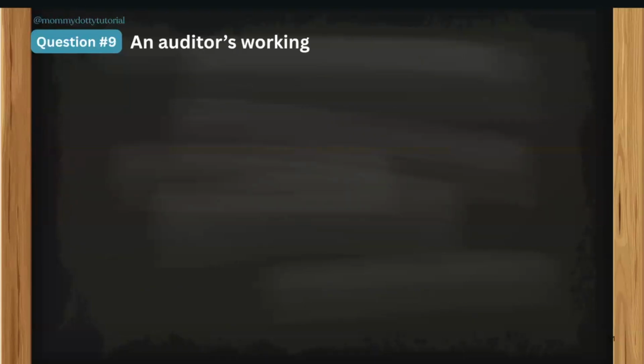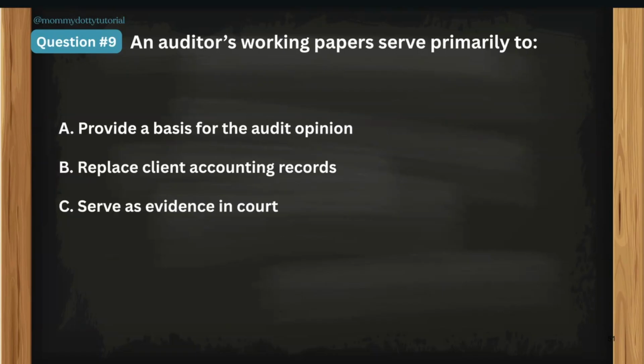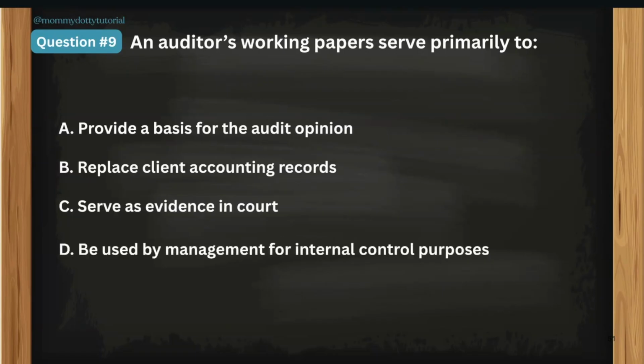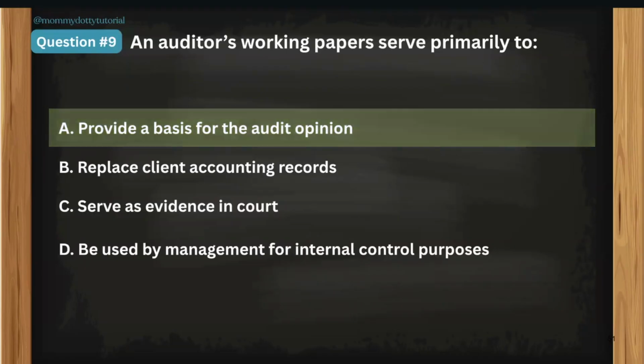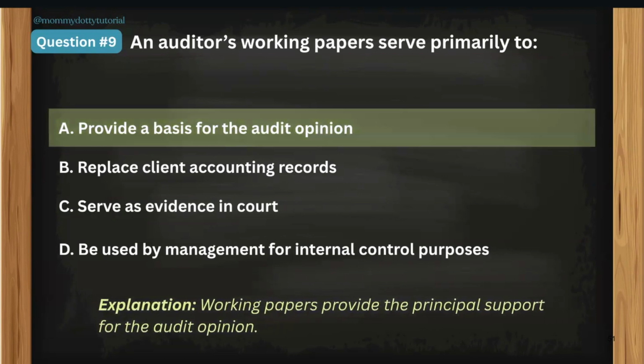Moving on to question number 9. An auditor's working papers serve primarily to: A, provide a basis for the audit opinion. B, replace client accounting records. C, serve as evidence in court. And D, be used by management for internal control purposes. You may pause the video to think. The correct answer is letter A, provide a basis for the audit opinion. So working papers provide the principal support for the audit opinion.